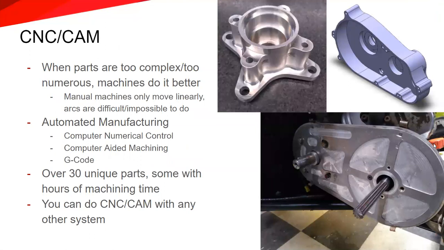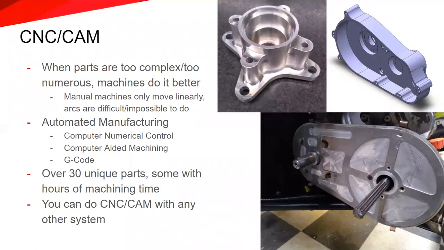CNC/CAM is the system that really deals with a lot more of the complex manufacturing of the car, especially when parts have too many complex geometries and contours, or maybe there's a lot of them to have to make. Machines often do it better. One of the reasons for this is that manual machines tend to only move linearly, so it makes things like arcs and whatnot almost impossible, if not very difficult to do.